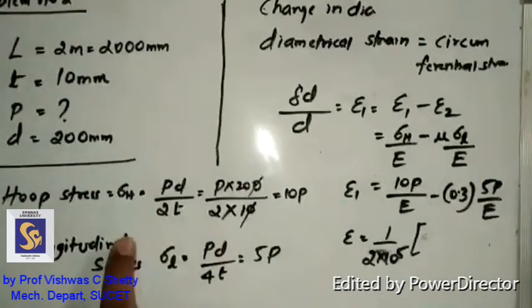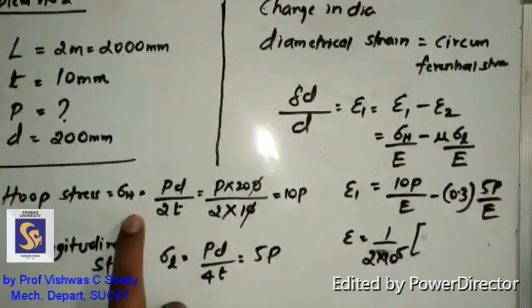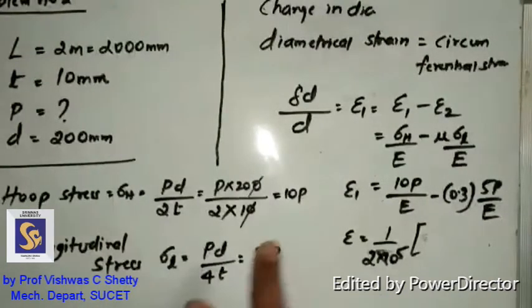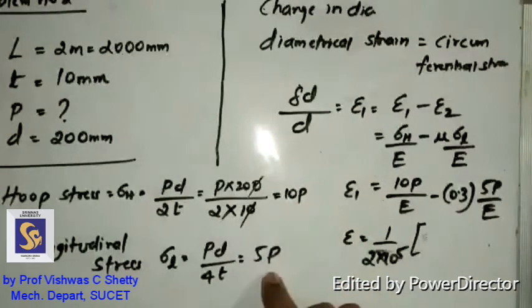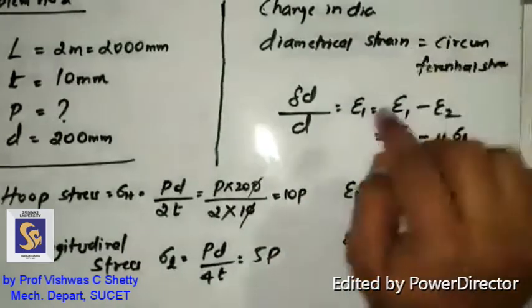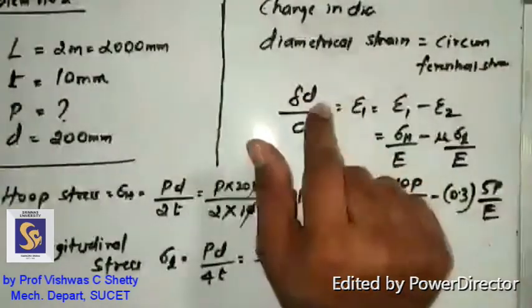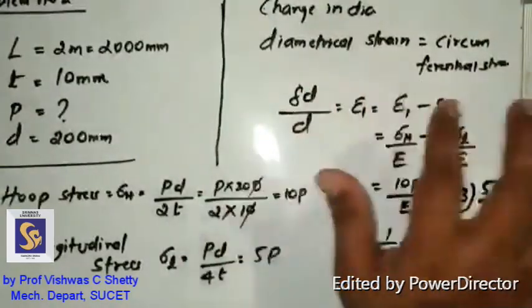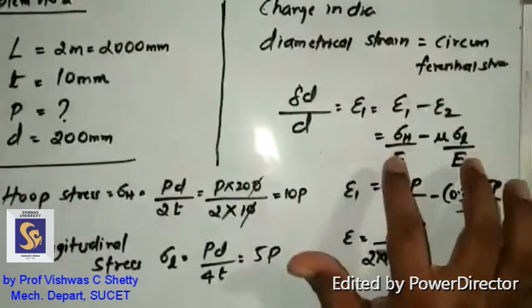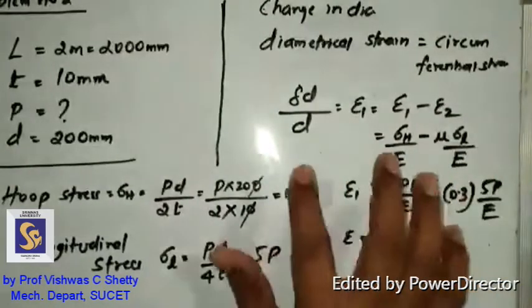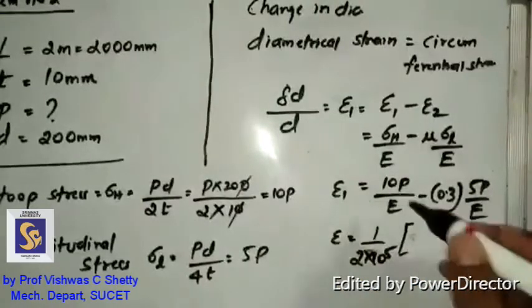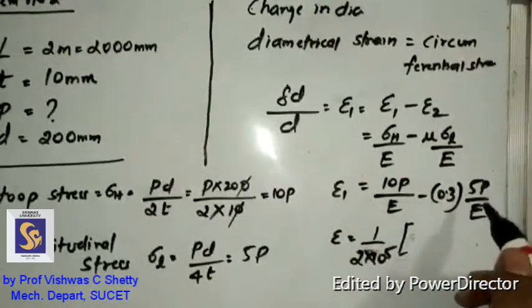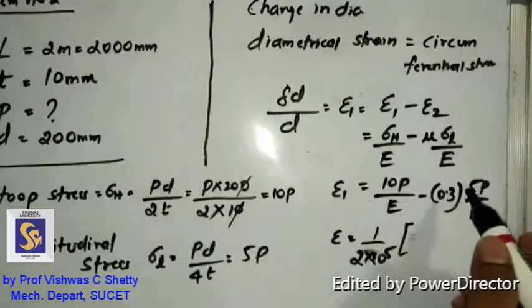So first, same procedure. First we considered hoop stress and longitudinal stress. Then we got the values in terms of pressure: 5p, 10p and 5p. So now we are considering strains, the diametrical strain. We are writing in terms of stresses according to Hooke's law. Then epsilon 1 we are considering. So 10 minus 0.3 into 5. What is the value? 8.5.